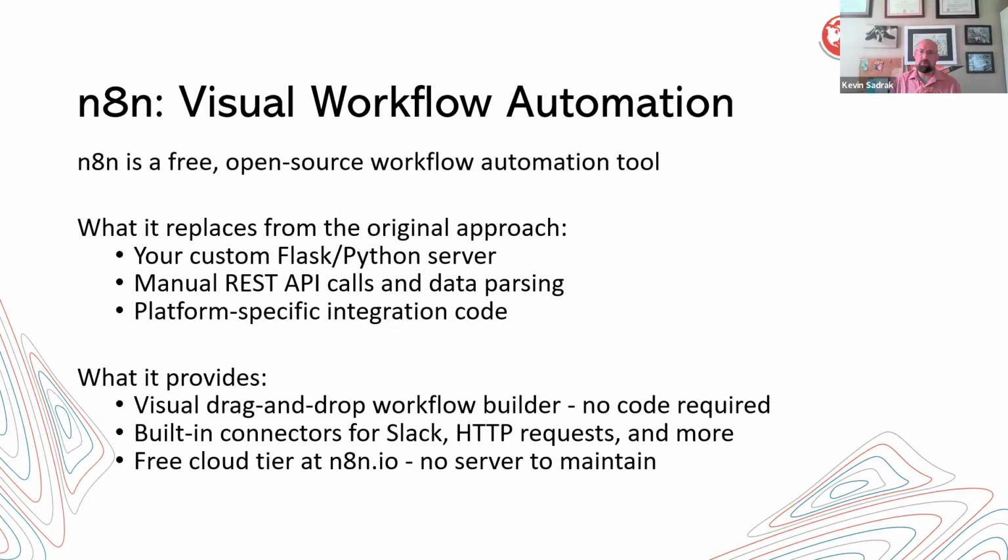N8N, much like all the other workflows out there, Zapier and Teams, has built-in connectors. So it has built-in HTTP requests. It comes with those webhooks to listen. And it has connectors for Slack. It has connectors for Teams. And it has all these things built in for us so that we don't have to use custom code.